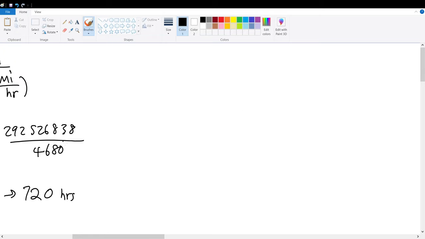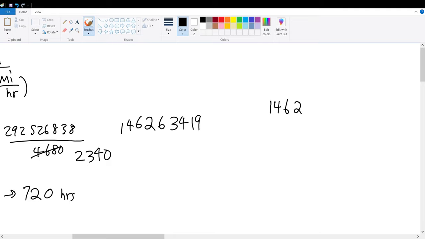Before we do this, we could simplify, right? We could divide by 2. So divide by 2, that's 2340. Divided by 2 here is 146,263,419, and this divided by 2340. I'm not going to try to simplify it, I'm just going to divide it out. So 146,263,419 divided by 2340.